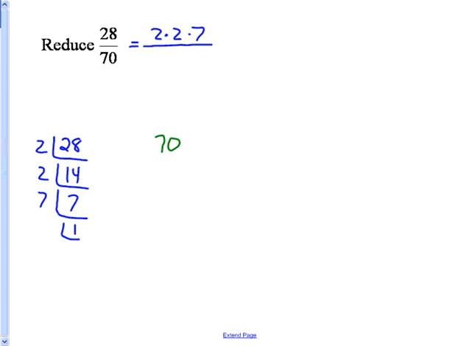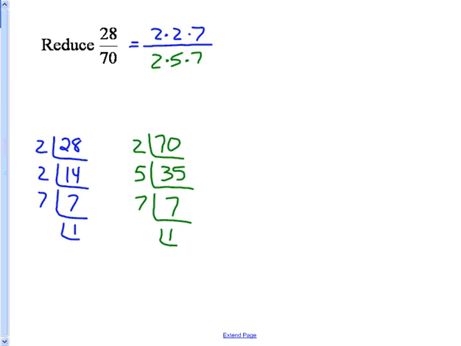Now, what goes into 70? Well, it ends in 0, so 2 must go in there, and that leaves me with 35. Now, since that ends in a 5, I know 5 goes in there. And if we think about the hands on the clock, 35, that's 7. And 7 is prime, so 7 times 1. So we think of 70 as 2 times 5 times 7.